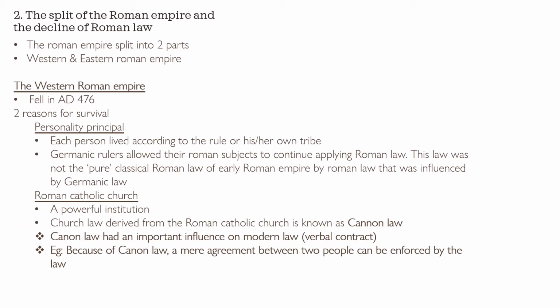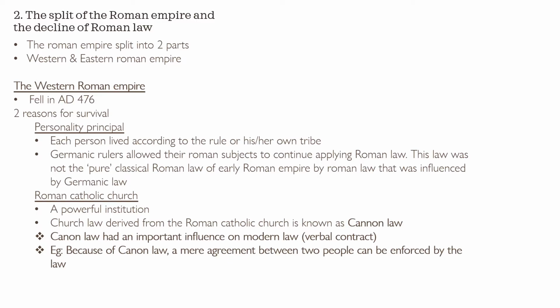Then we're going to look at the split of the Roman Empire and the decline of Roman law. So as we know, the Roman Empire split into 2 parts, Western and Eastern Roman Empire. The Western Roman Empire fell in AD 426. There were 2 reasons for its survival.